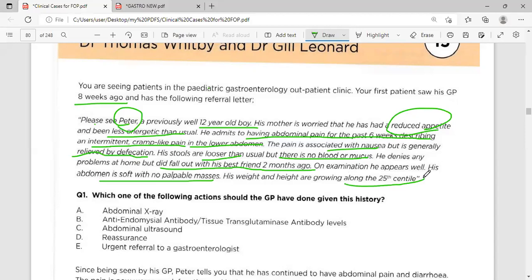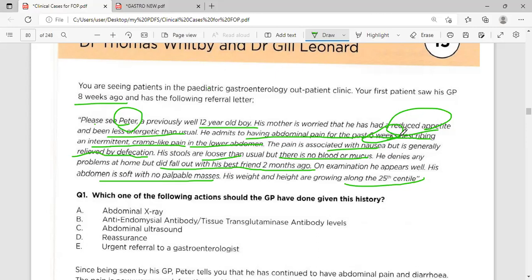So we have a referral letter with a boy, 12-year-old Peter, who has reduced appetite. There is abdominal pain, for quite some time. He's saying the abdominal pain is for 6 weeks, so it is like a chronic abdominal pain. Along with that, there is nausea, but the abdomen is soft, no palpable mass. Stool is just loose, and the abdominal pain is usually relieved by defecation. No blood in the stool, no mucus in the stool. Growth is quite normal on the 25th centile. So this is a case of chronic abdominal pain.